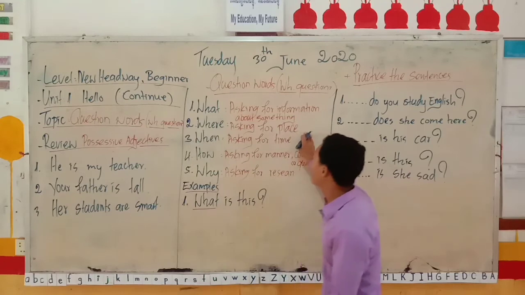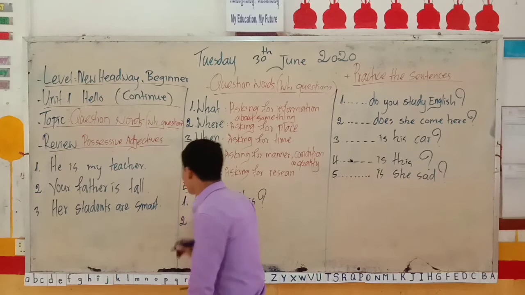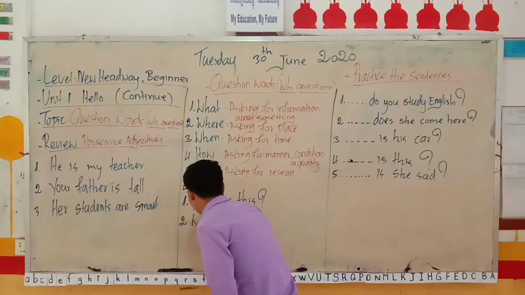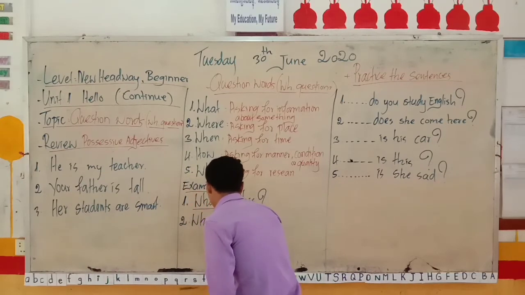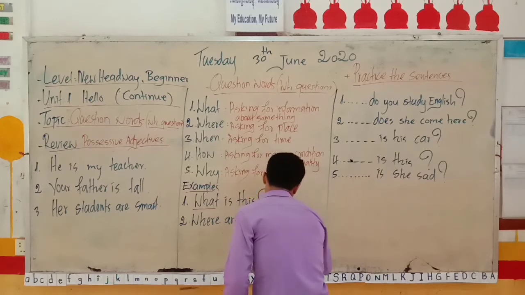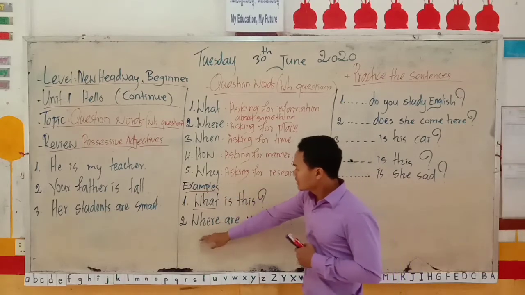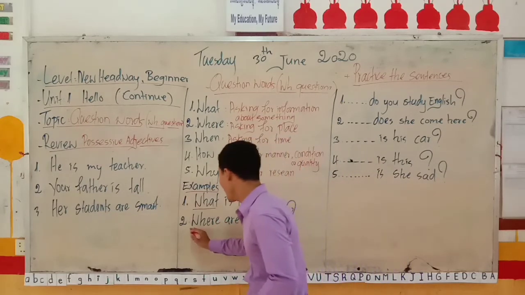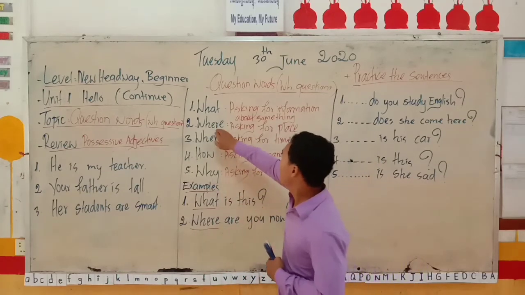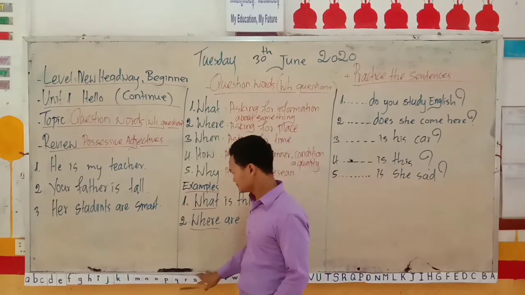Second. We are asking for a place. Right? We are asking for a place. And you now. Where are you now? The basic question. Okay, where? Where are you now? We are asking for a place, right? Third.